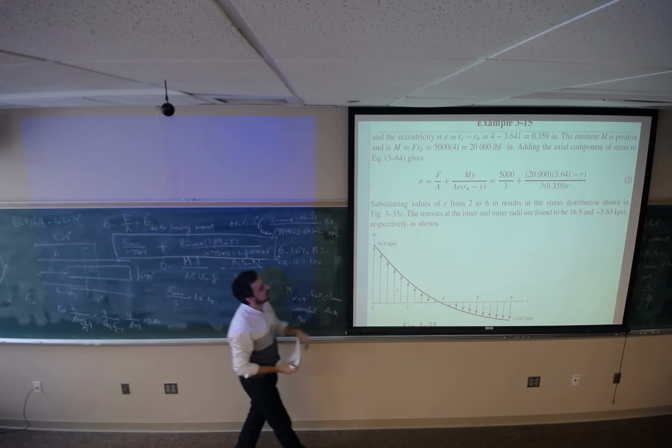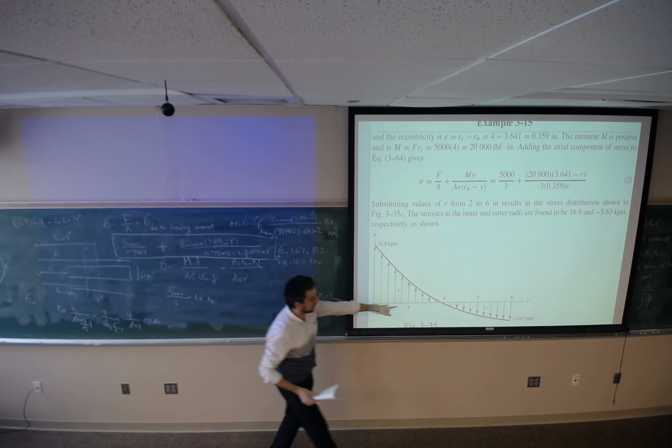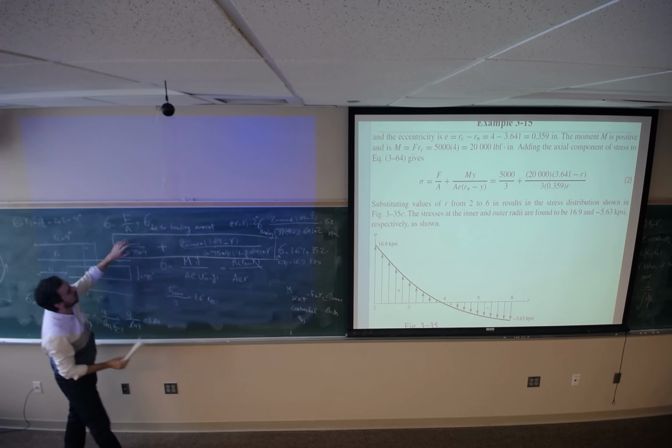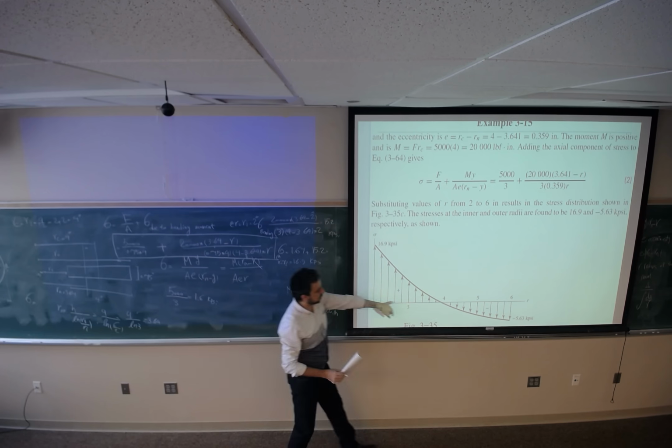This is the neutral axis. At the neutral axis, I mean not the neutral axis, because we have this axial part. But if we didn't have the plus term, at the neutral axis we would get a zero value.